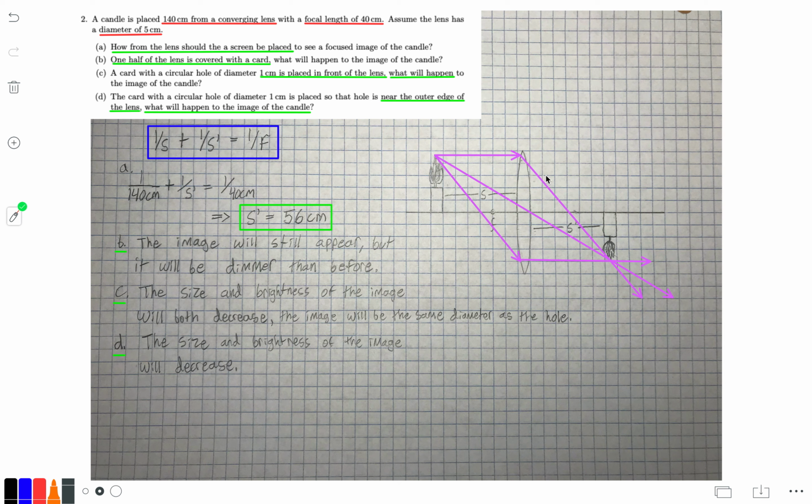And if we place it on the other side here, and this is our lens, then this is our card, then we would have the same issue where not all the light is able to get through, so it would just be dimmer, and the size of the image would decrease, but it wouldn't necessarily be the same one diameter image that we saw when the card was on the front of the lens.